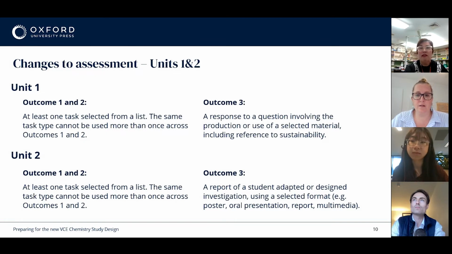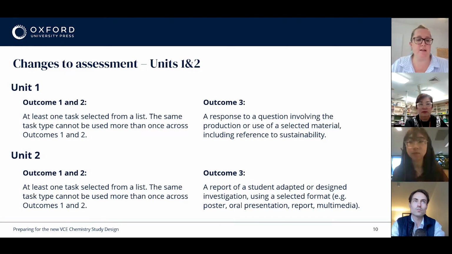textbook. For outcome 3, there's a response to a question involving the production or use of a selected material, including reference to sustainability. And sustainability is one of the core new content areas that have been introduced into Unit 1 for this study design. So the changes to Unit 2 assessment are, like Carolyn just said, that it's one task from a list and the same task can't be used more than once, but it's a huge list.